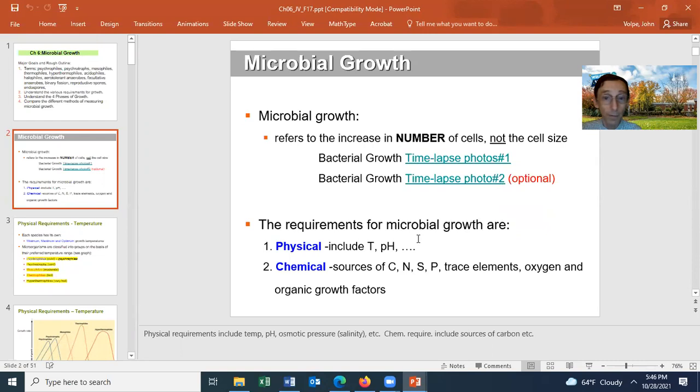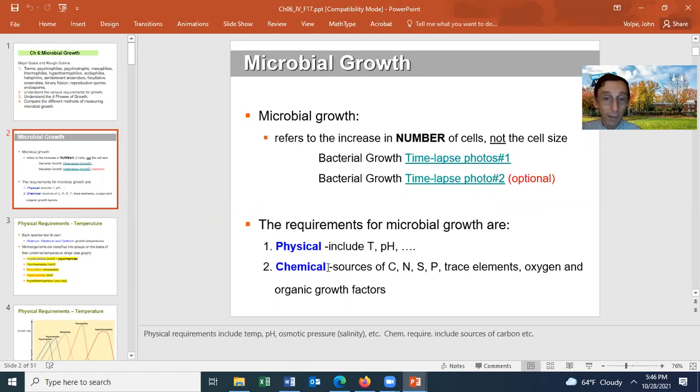There are a number of requirements for microbial growth, and this is true for all organisms. There are physical requirements and chemical requirements. Different physical requirements include there has to be the correct temperature in order for the cells to increase in number. They have to be at the right pH, the right osmotic pressure, etc.